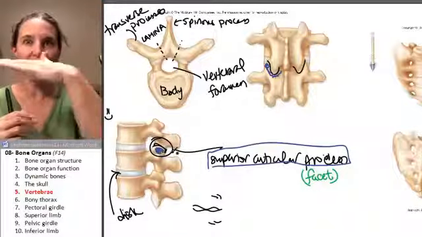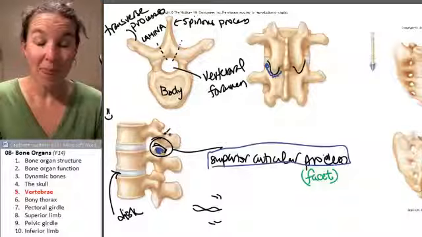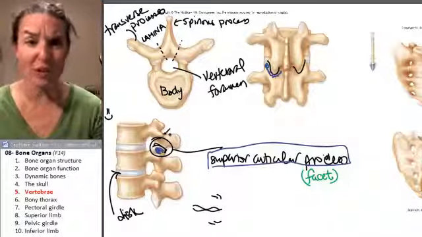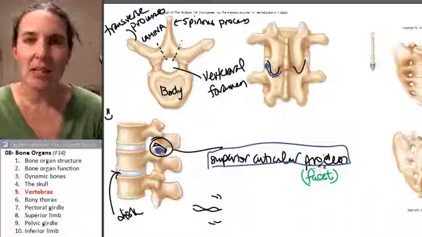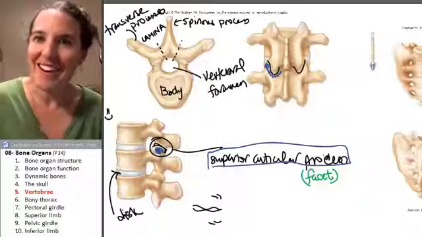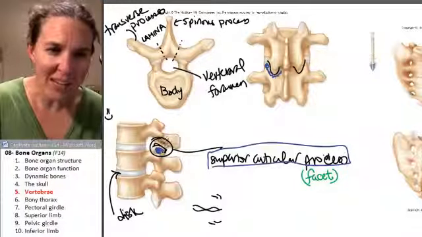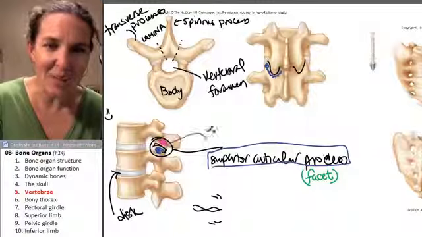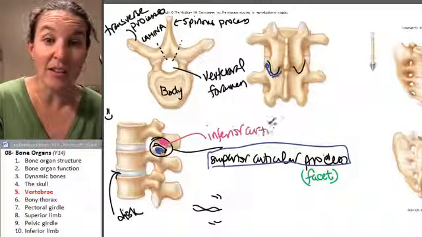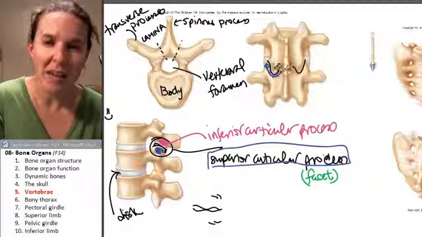So the superior articular process is the place where you find the superior articular facet. And who does it form a joint with? The inferior articular process. I'm going to make that one purple. And that's right here. Look, that is my inferior articular process. And look, it's right here.